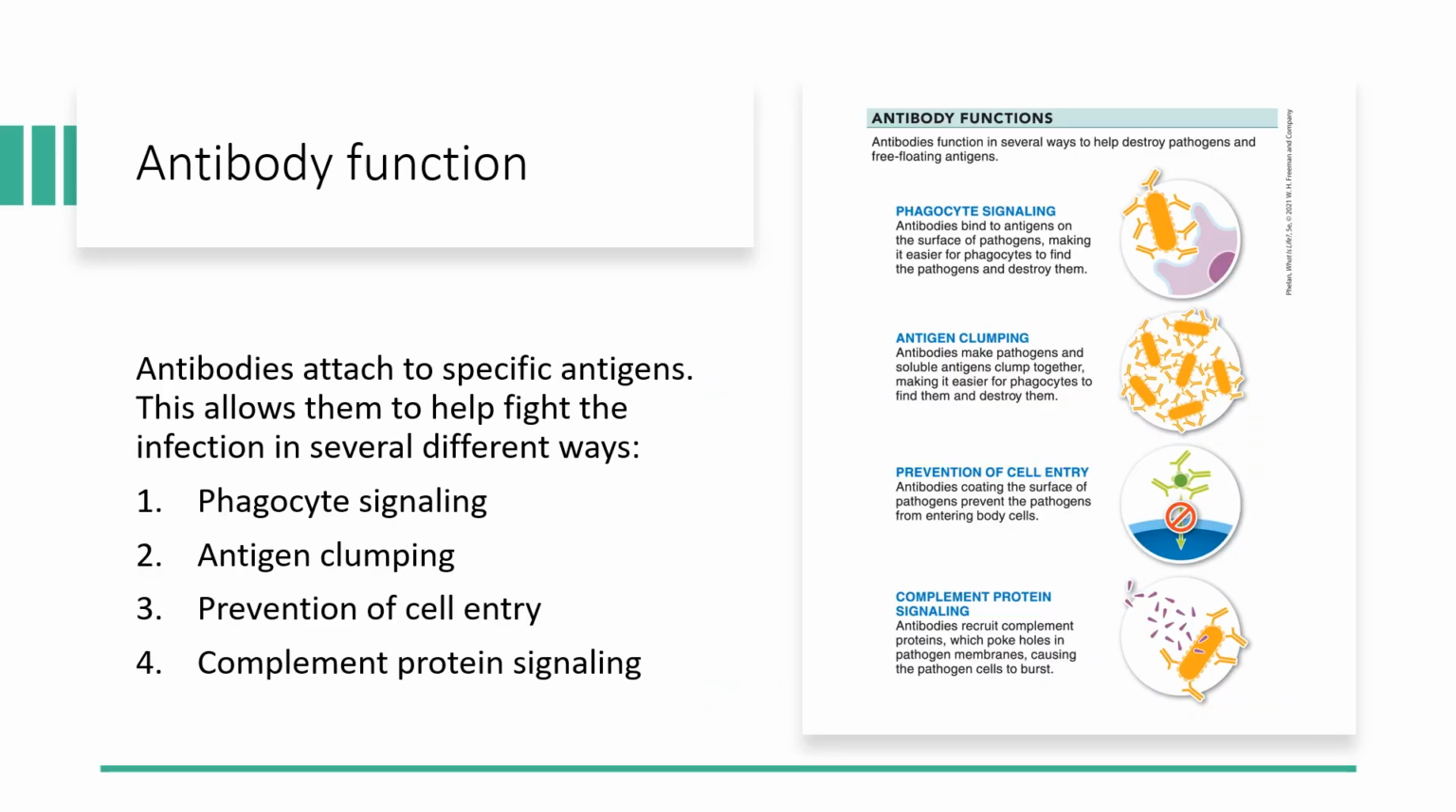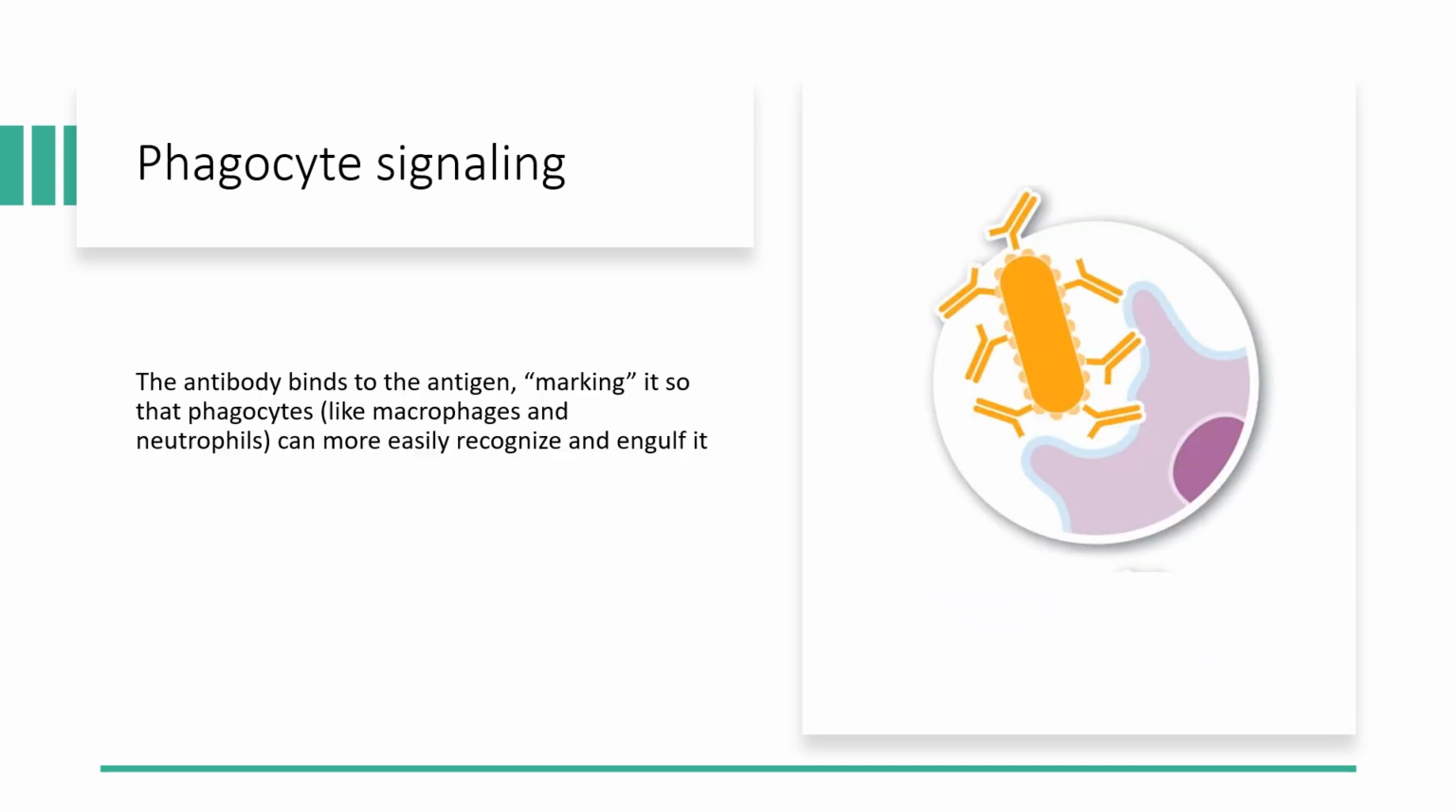Again, antibodies are specific. They bind to a very specific antigen. This allows them to help in the immune system's attack in several ways. One way is phagocyte signaling. When an antibody binds to an antigen, it acts as a flag, marking it so that phagocytes like macrophages or neutrophils can easily recognize and engulf it.